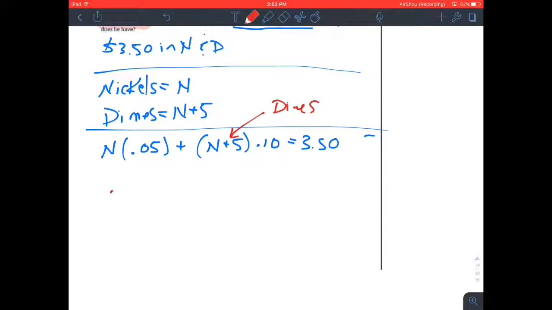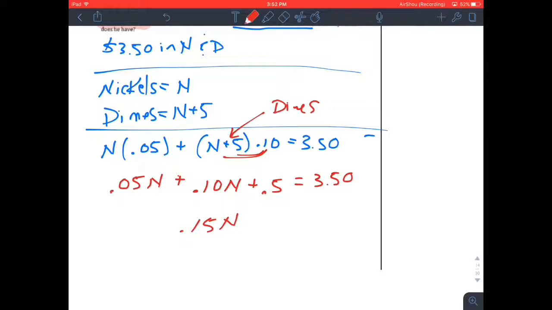0.05 times N is 5/100ths N. If we distribute the 0.10 here, we're going to get 0.10 N plus 0.5 equals $3.50. If we combine like terms, 0.05 and 0.10, that's going to be 0.15.